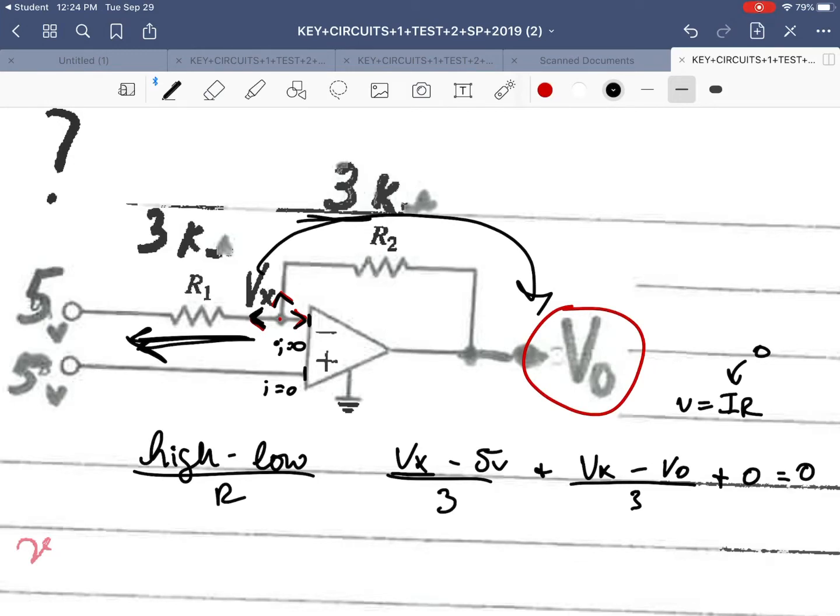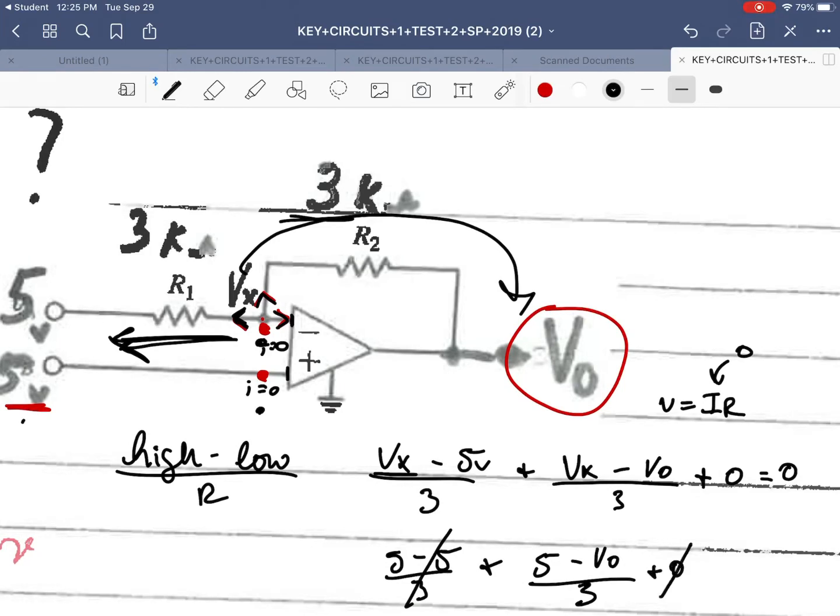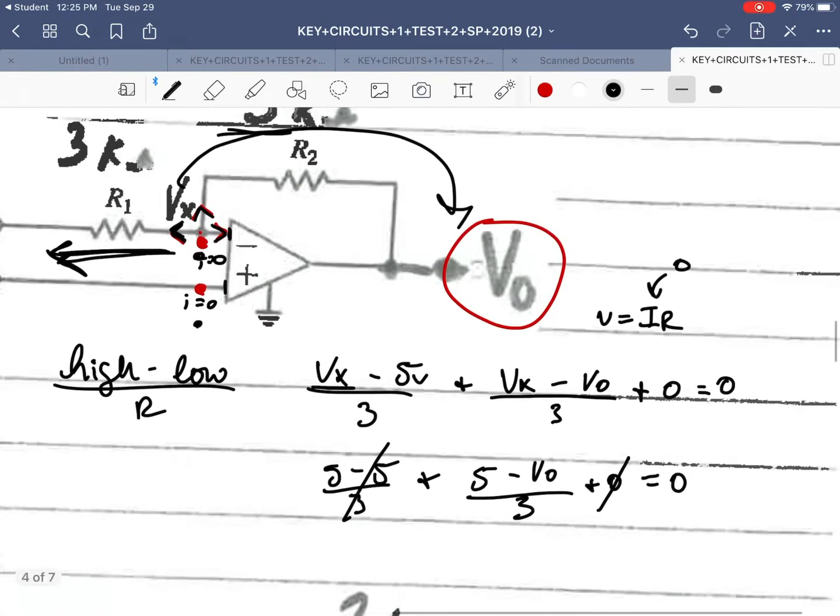And so another law that we're given is that whatever this voltage here is, it's going to be the same up here. And so we're given here, sorry, let me change colors. We're given here that this is 5 volts flowing into here. And so then we know that also the voltage here is 5 volts. And so now that we know that that's 5, we can do 5 minus 5 over 3, which is equal to 0, plus 5 minus VO over 3 plus 0 is equal to 0.